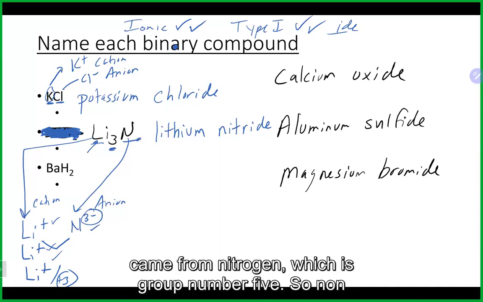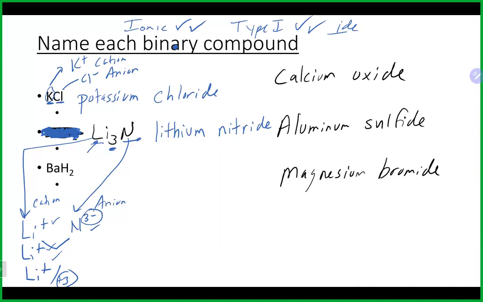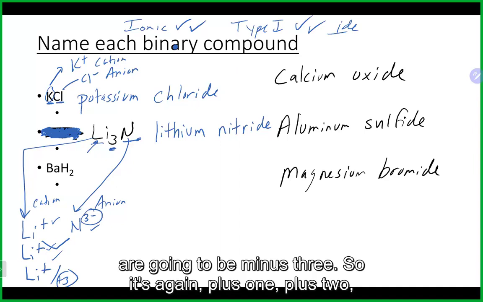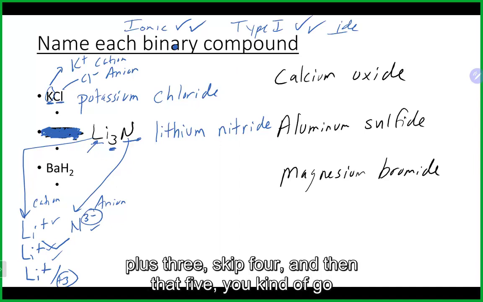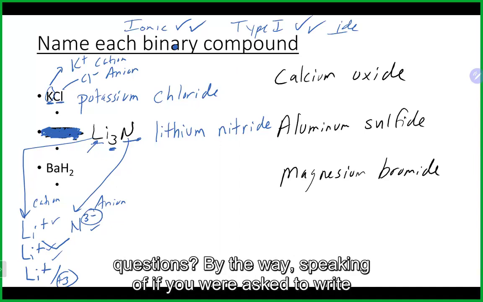It came from nitrogen, which is group number 5. So nonmetals, basically nitrogen and phosphorus for the most part, are going to be -3. So it's again +1, +2, +3, skip 4. And then at 5, you kind of go backwards: -3, -2, -1. Yeah. Other questions? Okay.